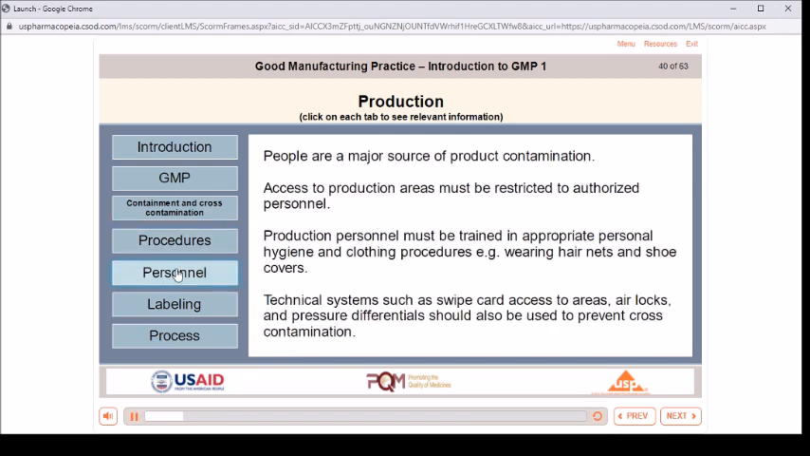Personnel. People are a major source of product contamination. Access to production areas must be restricted to authorized personnel. Production personnel must be trained in appropriate personal hygiene and clothing procedures, e.g., wearing hairnets and shoe covers. Technical systems such as swipe card access to areas, airlocks, and pressure differentials should also be used to prevent cross-contamination.